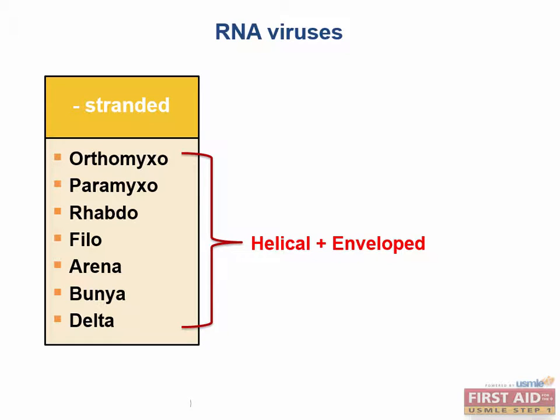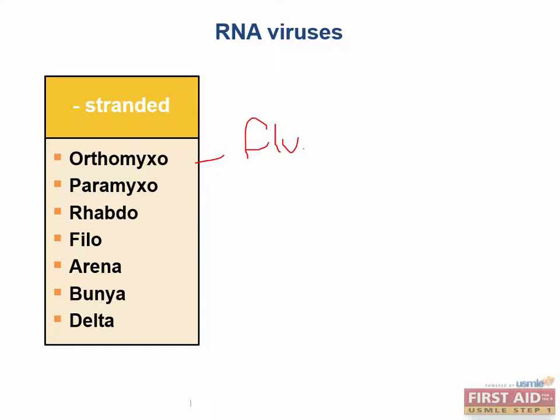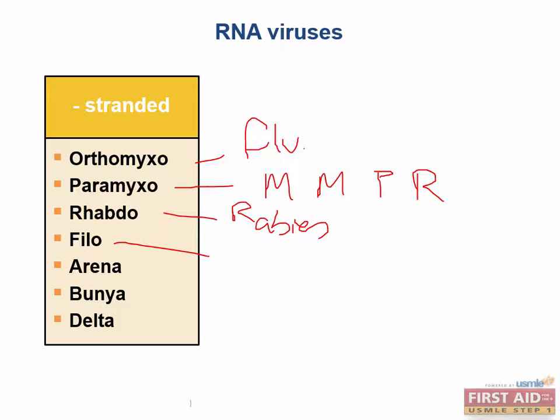Quickly going through each one of these viral families, the orthomyxovirus includes the flu virus, or the influenza virus, while the paramyxovirus includes 4 different viruses: measles, mumps, parainfluenza, and RSV viruses. The Rhabdoviridae family includes the rabies virus. The Filoviridae family includes Ebola and Marburg viruses.